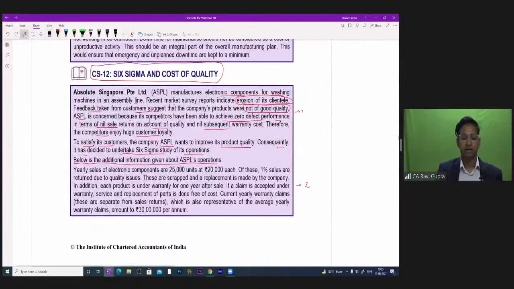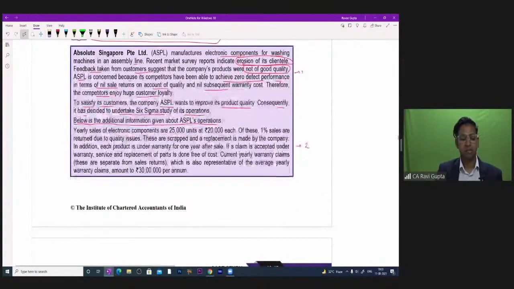To satisfy its customers, the company ASPL wants to improve its product quality, right? Consequently, it has decided to undertake a Six Sigma study of its operation because they want to improve its product quality. So they are deciding to undertake the Six Sigma study of its operation, where they are facing the problem, what could be done. So below is the additional information given about ASPL's operation.